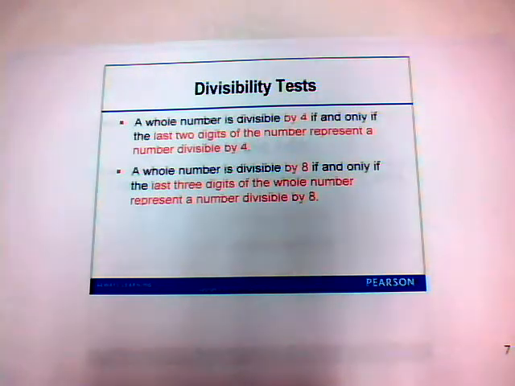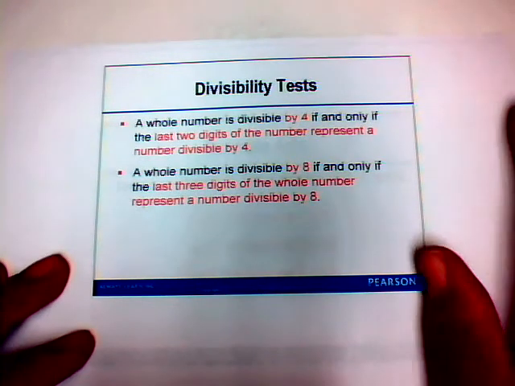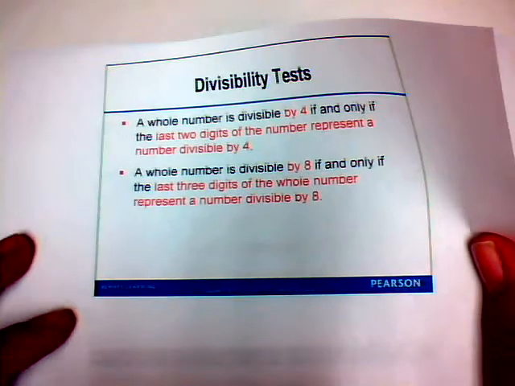Then a whole number is divisible by 8 if and only if the last 3 digits of that whole number represent a number divisible by 8. So it's going to be the last 3 digits that you'll be looking at to determine divisibility by 8.